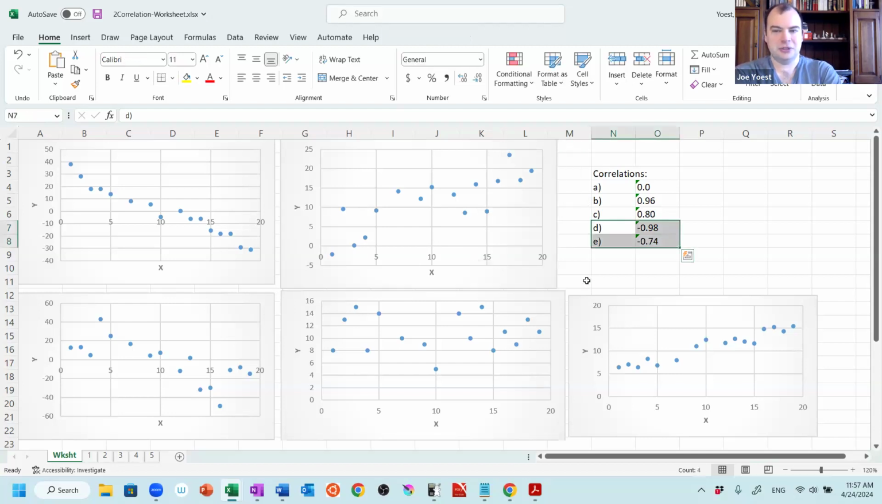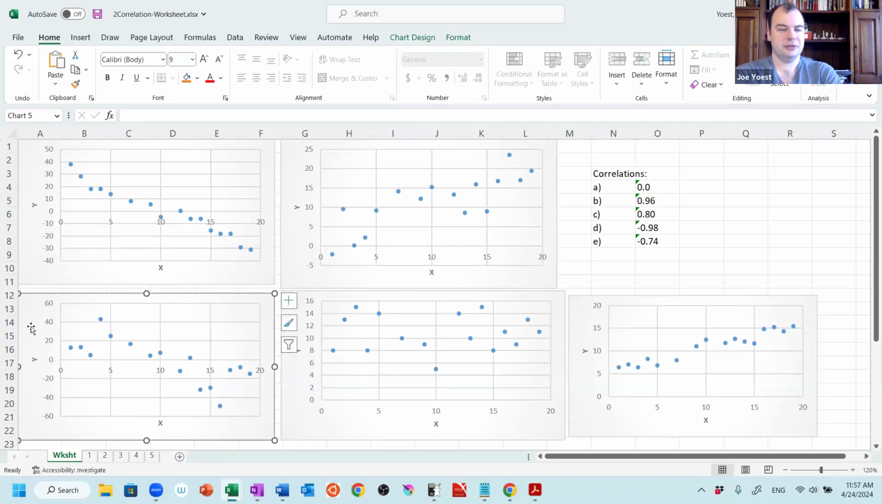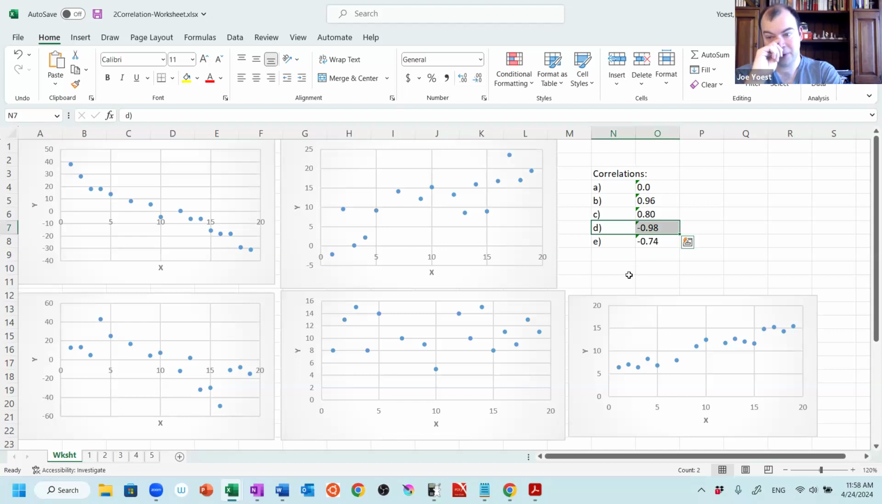And then for the negatives, similar idea. Both of my graphs on the left, it looks like we'll have a negative linear relationship, but the one on the top is much tighter into that straight line, that nice linear model, than the one on the bottom left. So the top left is going to be that negative 0.98, very strong linear relationship, but in the negative direction. And the bottom left is going to be negative 0.74.